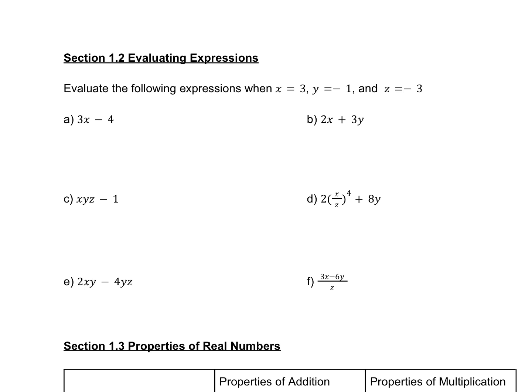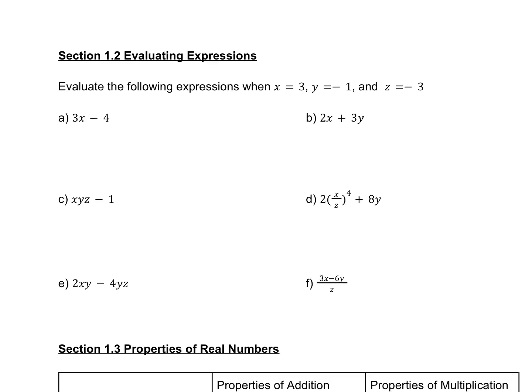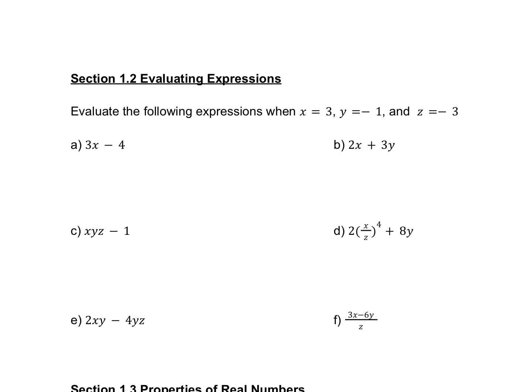All right, so 11.2 is another short section, and that's fine. It's all about evaluating these expressions. It's very similar to what we did last time, except now they don't have the numbers in the right spot. You have to put them in the spot. For this whole section, we're going to have x equal 3, y is equal to -1, and z is -3. So we're going to plug these in.